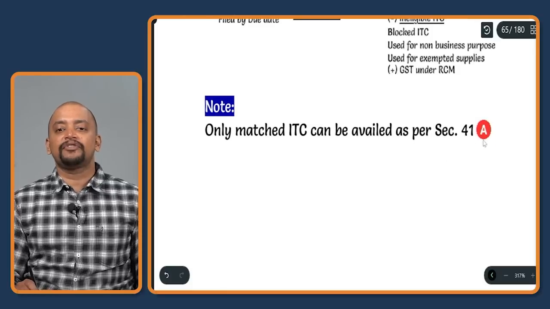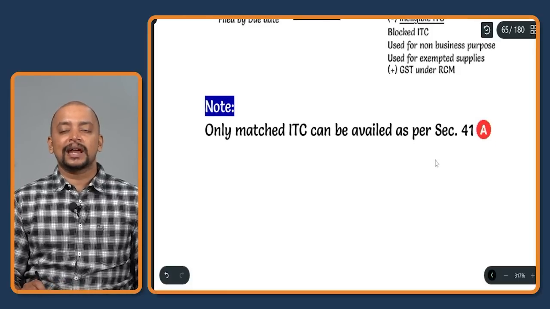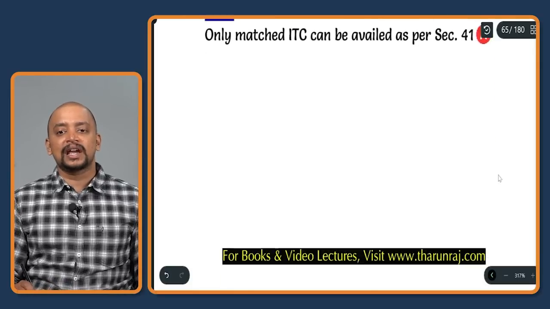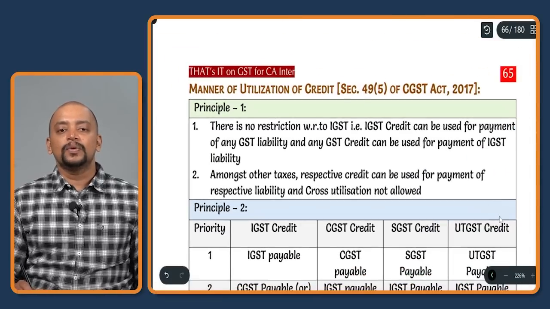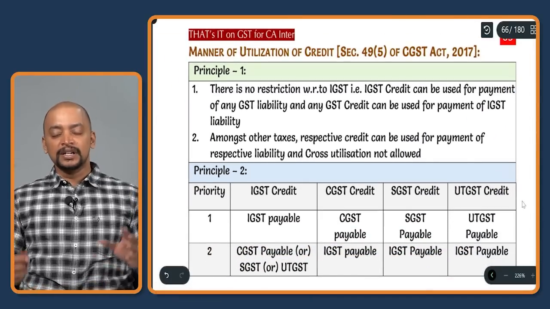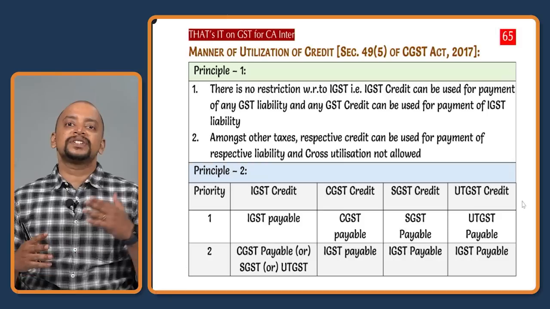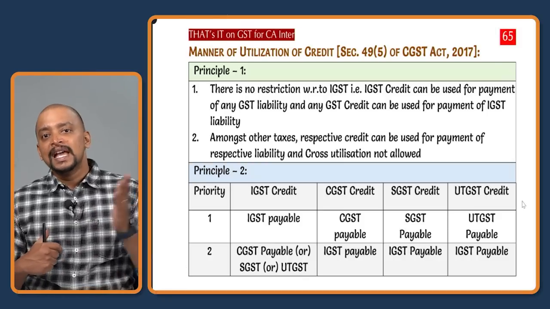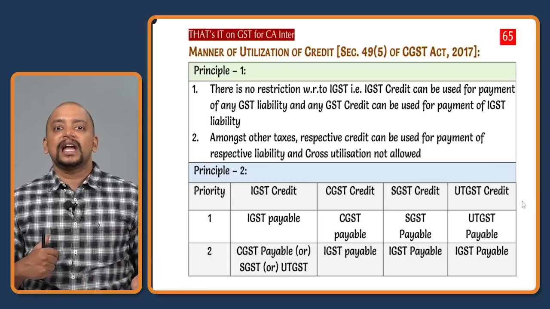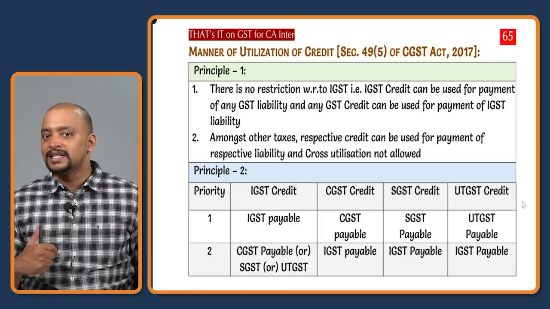And as per section 41, only matched ITC can be availed now and unmatched ITC cannot be availed. That is an amendment. Next one, section 49. What is the manner of utilization of credit? First principle, there is no restriction with respect to IGST, which means IGST credit can be utilized for payment of any GST liability and any GST credit can be utilized for payment of IGST liability.